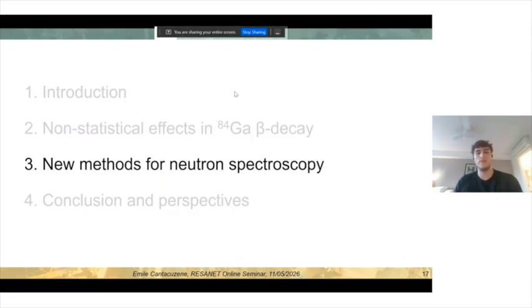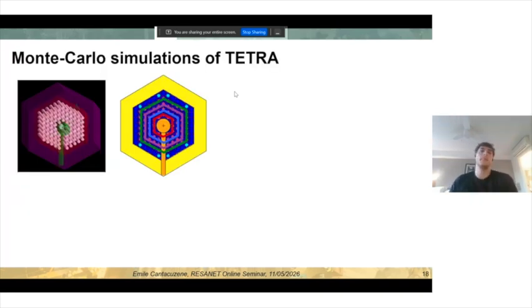So now I'm going to talk about the second part of this talk, where, as I said, we developed new methods for neutron spectroscopy. Basically, we used detectors to measure neutron energy when they were not made for this purpose initially. This idea started with the fact that we wanted to do Monte-Carlo simulations of the TETRA because we didn't understand something very well about the efficiency. And so we thought that if we made a simulation, maybe we could understand it better.